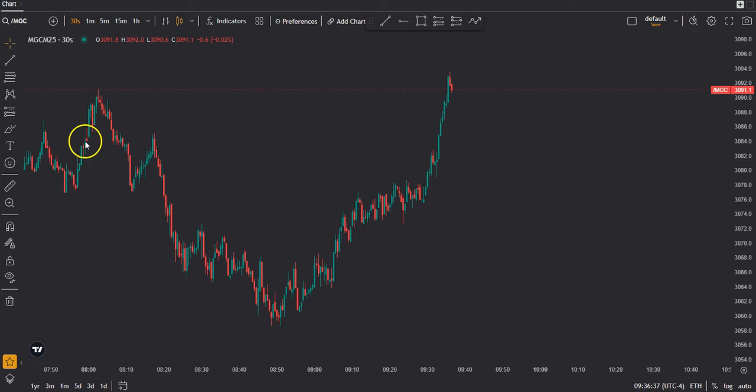So there you go, guys. A simple trade breakdown on one of my accounts.